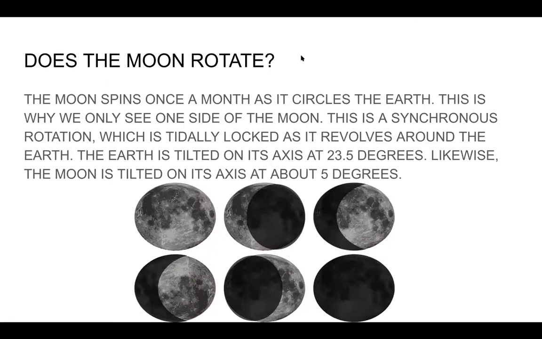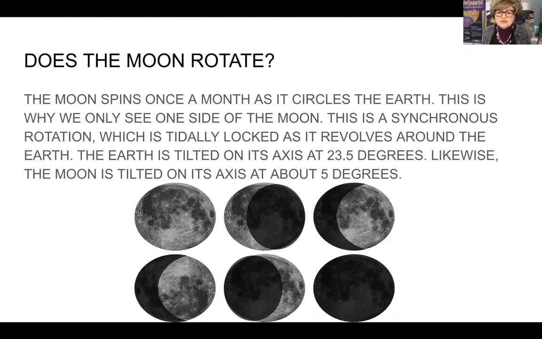So, does the moon rotate? Now, a lot of kids ask me that. Well, we only see one side of the moon. And the reason why is the moon rotates and revolves at the same speed. So the moon spins once a month, every 29 and a half days, as it circles the earth. That's why we only see one side of the moon. This is called a synchronous rotation. It's tidally locked as it revolves around the earth.